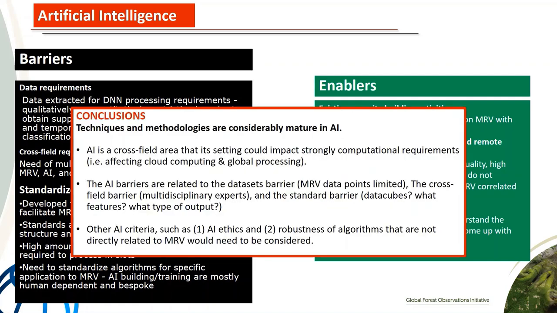Conclusions. 1. Artificial intelligence is a cross-field area that could impact strongly computational requirements, affecting cloud computing and global processing. 2. Artificial intelligence barriers are related to the data barrier, such as MRV data points being limited, or the cross-field barrier, multidisciplinary experts, and the standard error, data cubes, what features, what type of outputs. 3. Other artificial intelligence criteria, such as ethics and the robustness of algorithms that are not directly related to MRV, would need to be considered.